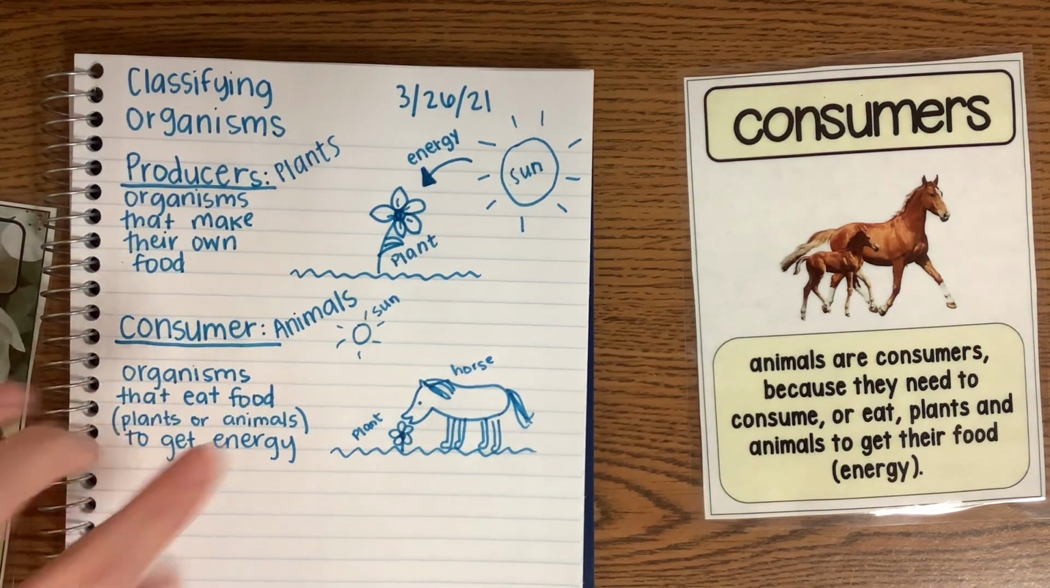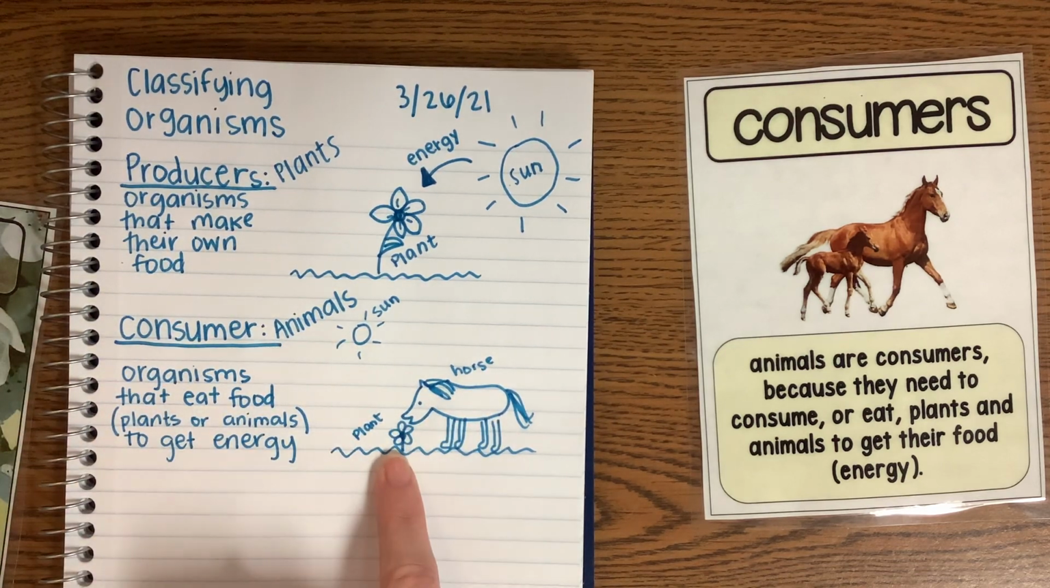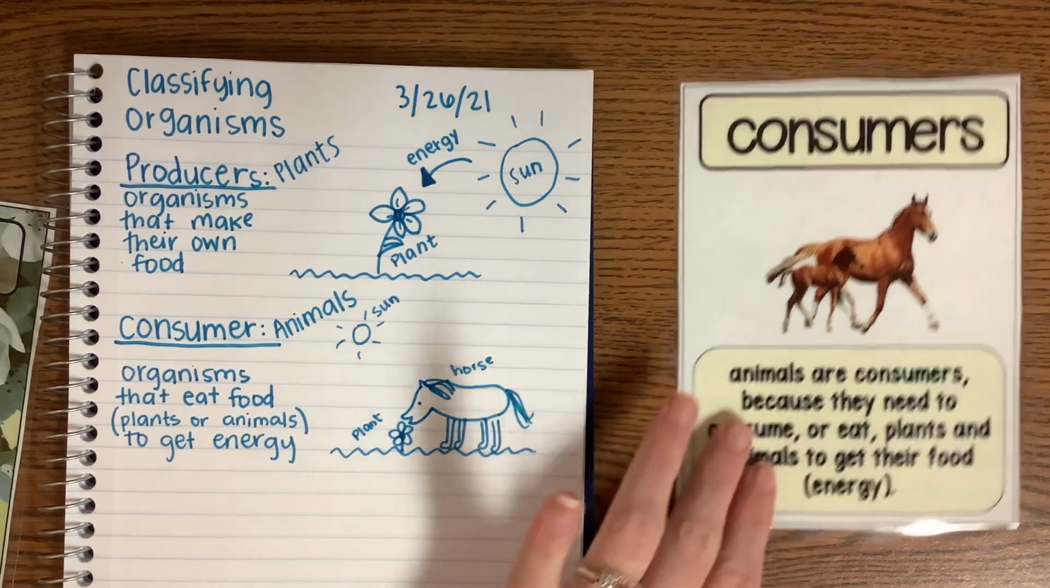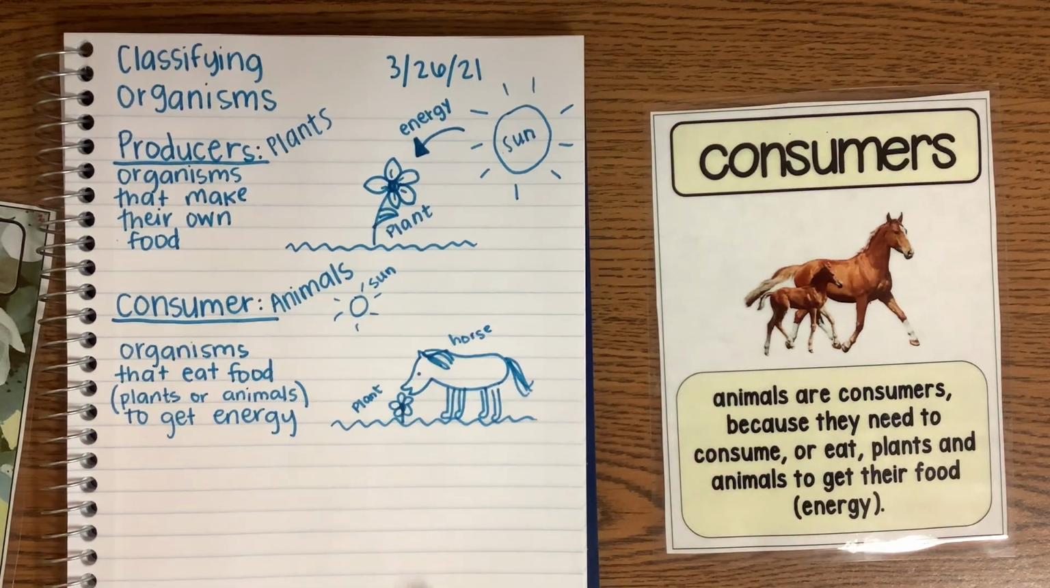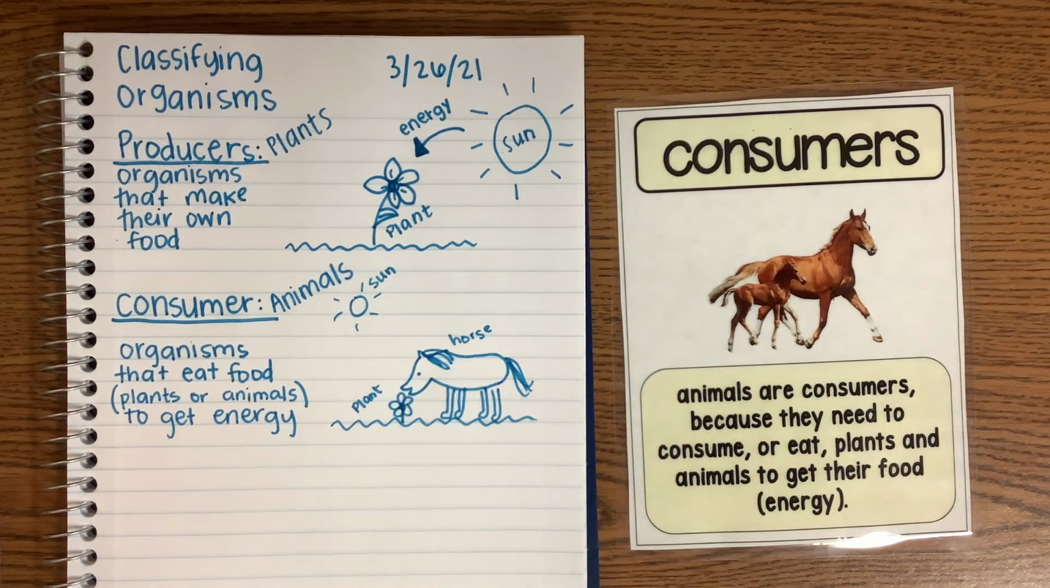So then the energy goes from the sun to the plant. And then the horse eats the plant and he gets energy. Without food, you would have no energy. I know when I don't eat food, I get really crabby because I don't have a lot of energy.